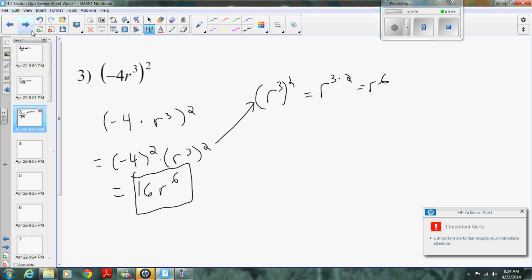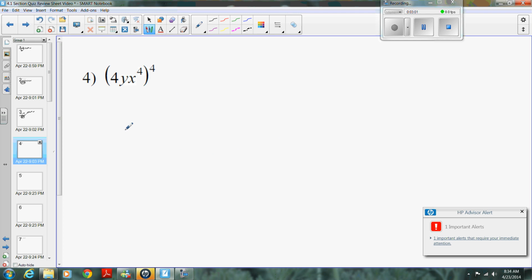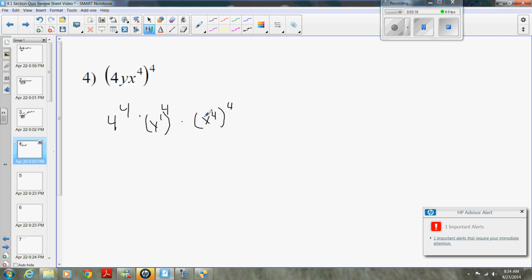Okay, next one. Also just products here. Remember, this is 4 to the fourth times y to the fourth times, and I'm going to use parentheses here because I already have a power of x here to the fourth power. And note that I can still write this as y to the first raised to the fourth power, okay? I just put that there because I know that that is just 1 times 4. It ends up being y to the fourth.